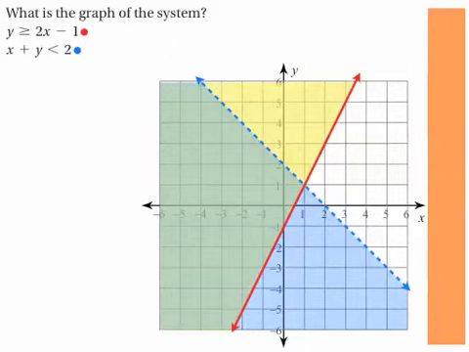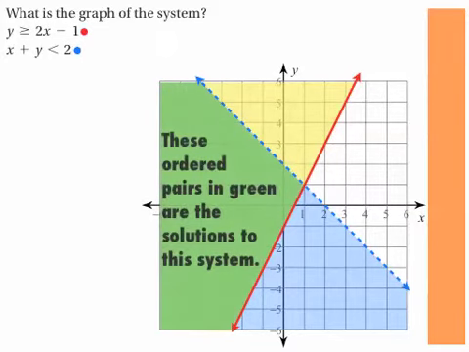Notice where the two shadings have overlapped are right here. So these ordered pairs in the green are solutions to this system. Where it is just shaded yellow is not a solution to the system, and where it is just shaded blue is not a solution. It's where it's been shaded by both linear inequalities, so by both the yellow shading and the blue shading. So only the ordered pairs in the green are going to be solutions to this system.